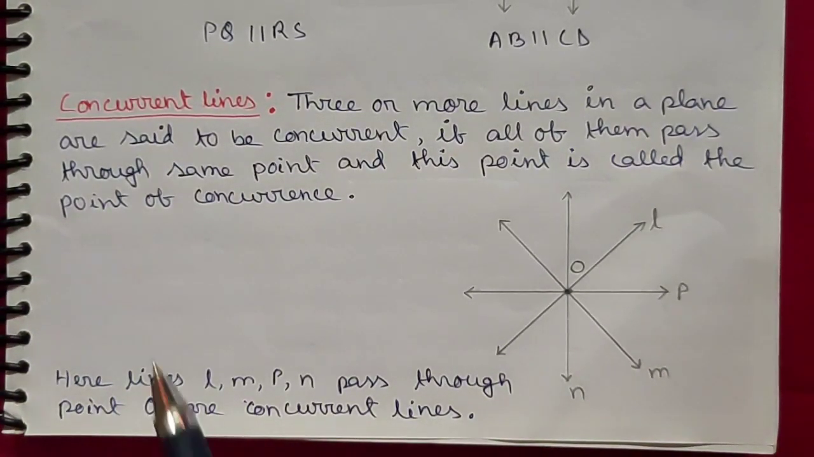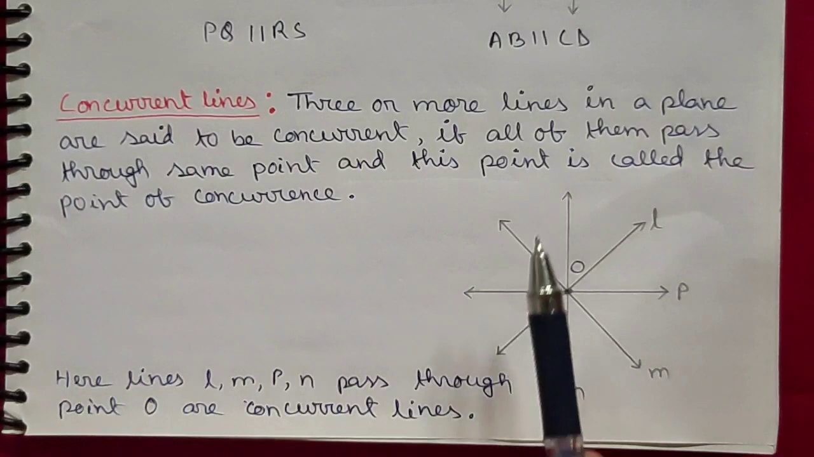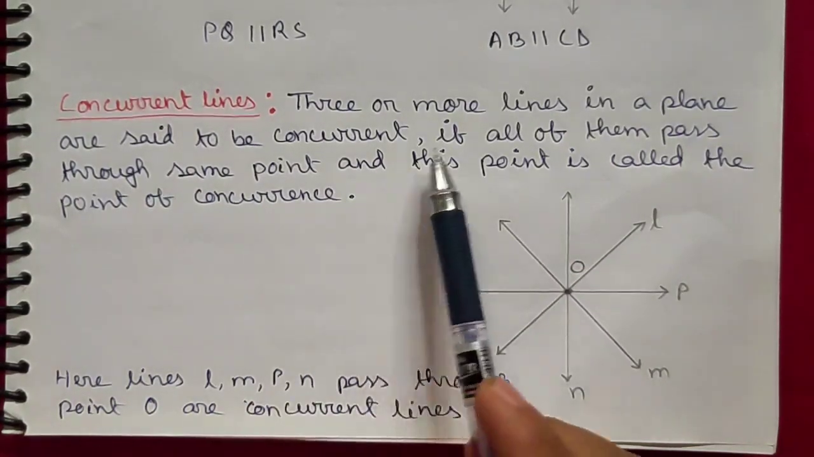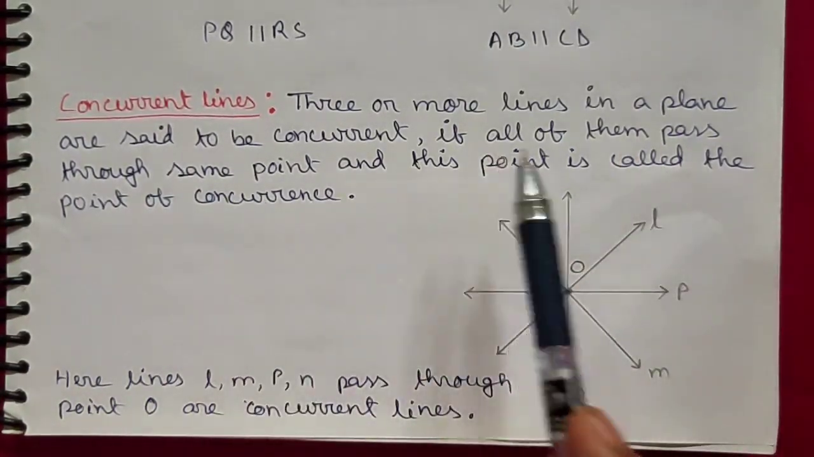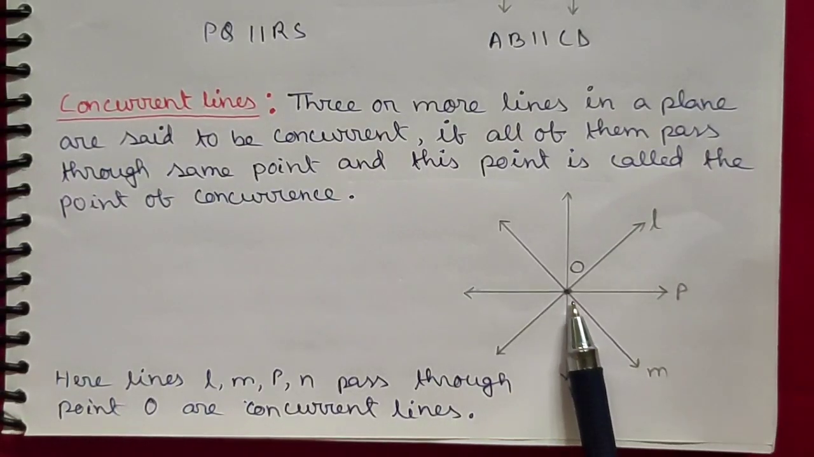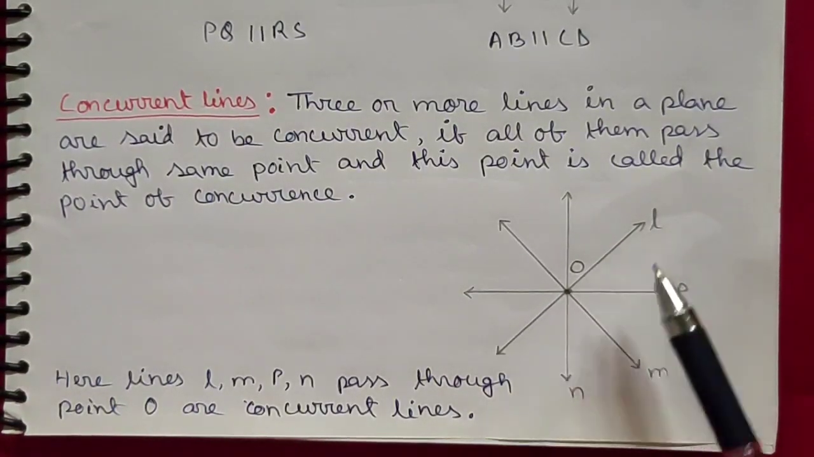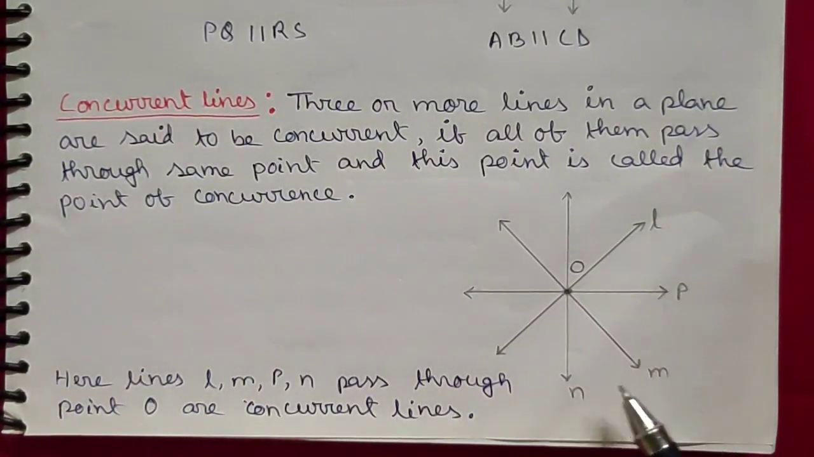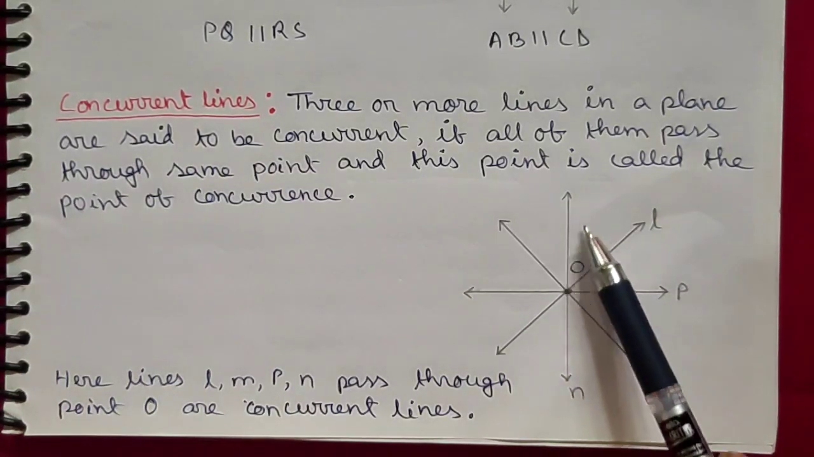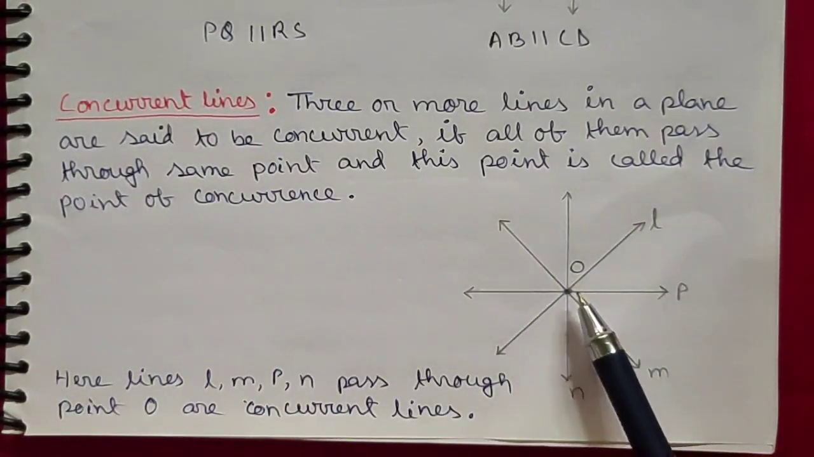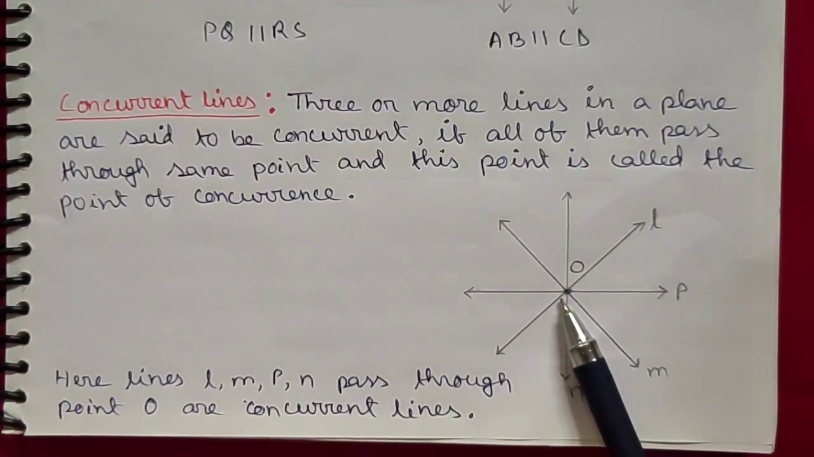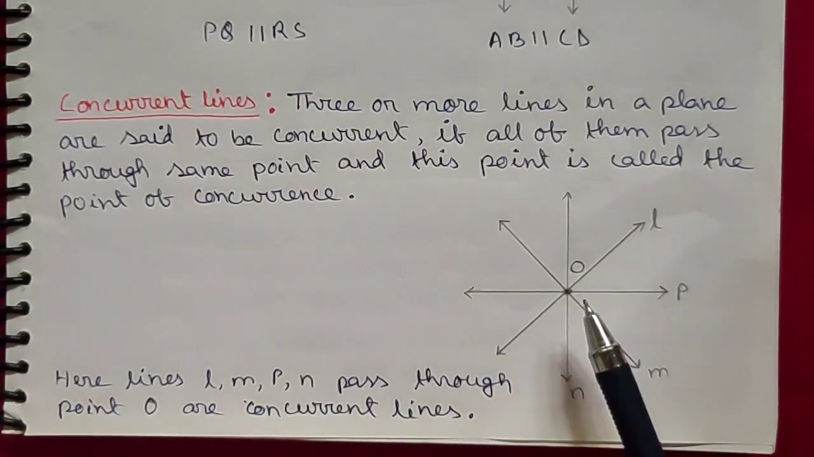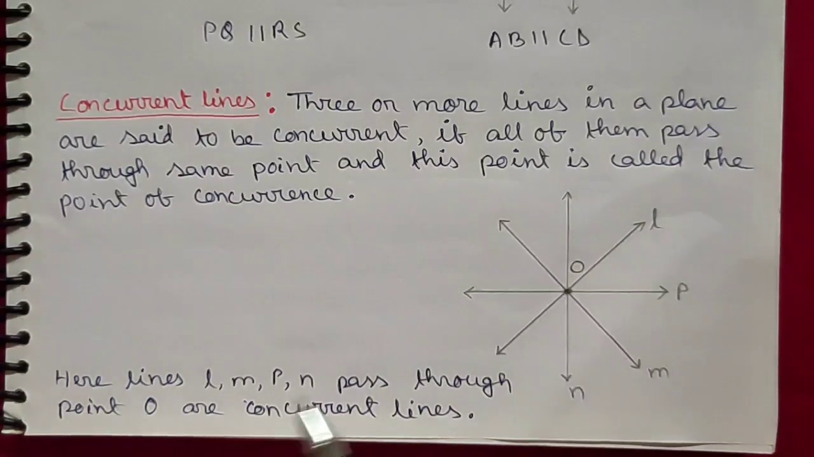When three or more lines in a plane all pass through the same point, they are said to be concurrent. Look here, there is a point O, and here lines L, P, M, N pass through the same point O. So these lines are known as concurrent lines, and the point is known as the point of concurrence. Here lines L, M, P, N pass through the point O and are called concurrent lines.